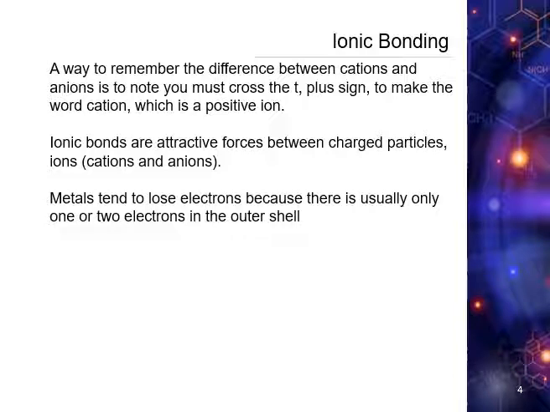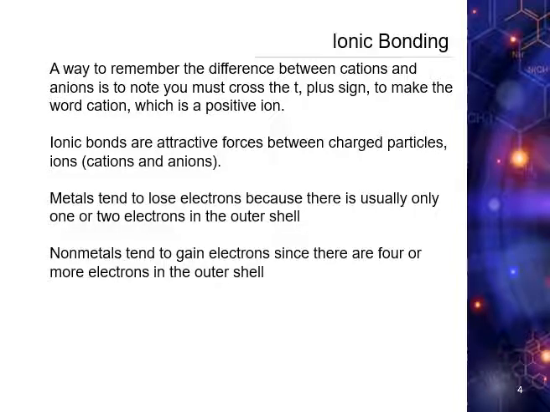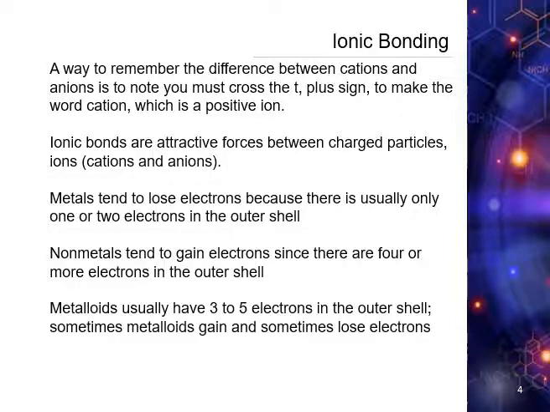Metals tend to lose electrons because there is usually only 1 or 2 electrons in the outer shell. They form cations, positive ions. Nonmetals tend to gain electrons since there are 4 or more electrons in the outer shell. They form anions, negative ions. Metalloids usually have 3 to 5 electrons in the outer shell. Sometimes metalloids gain electrons and sometimes metalloids lose electrons.